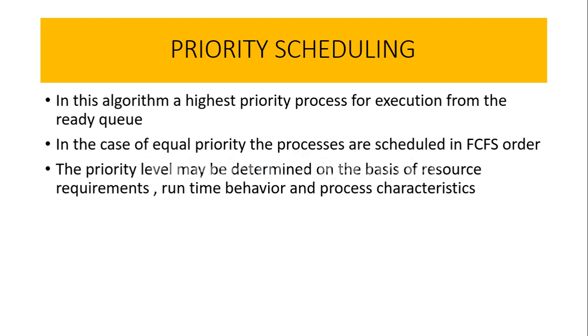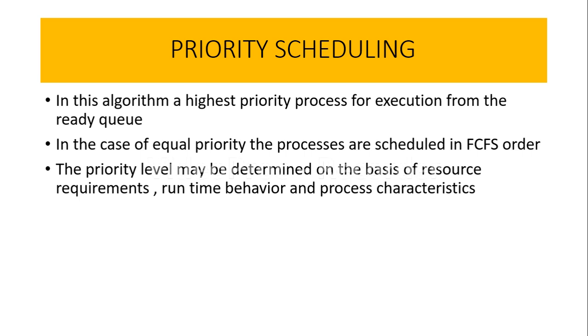Hello everyone. Today we are going to discuss the priority scheduling algorithm. In this algorithm, called priority scheduling, as it is self-explanatory, we are going to process each and every job based on the priorities given. In this type of priority scheduling, we check the priority based on certain resource requirements.